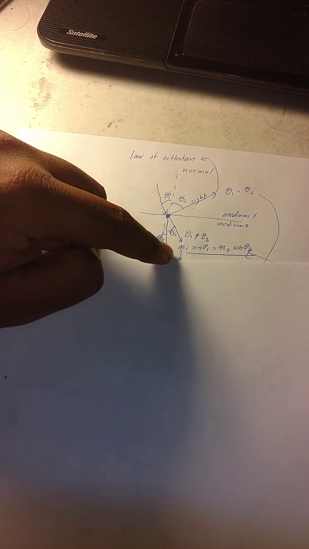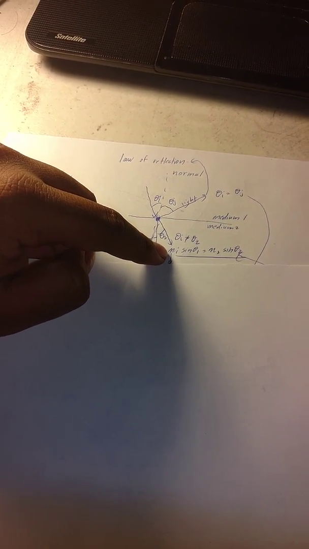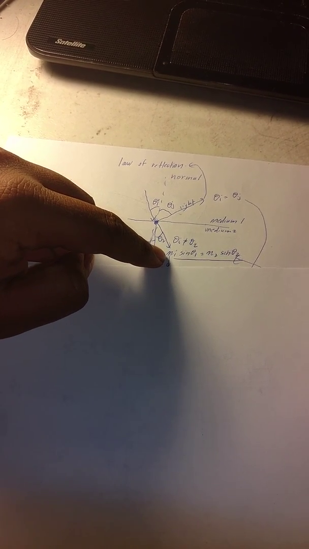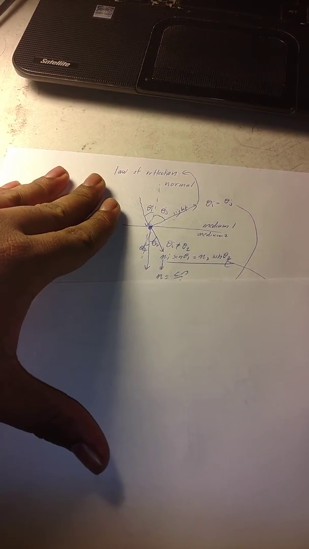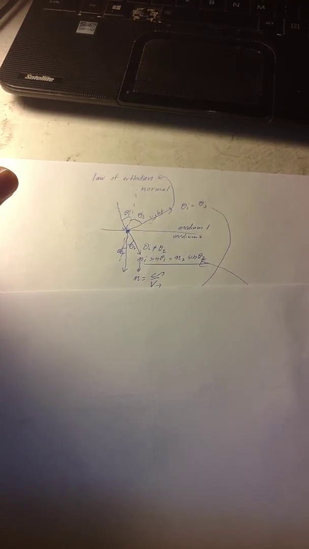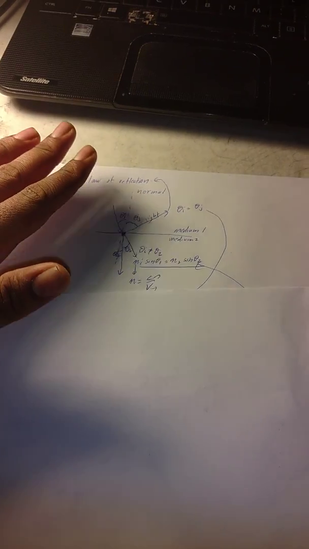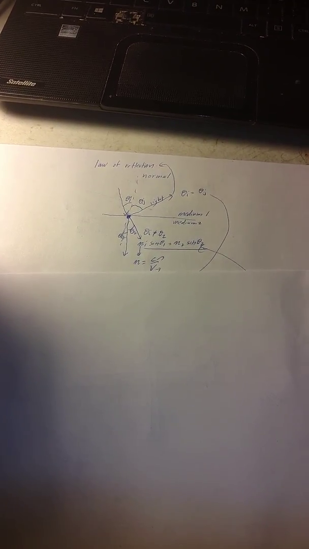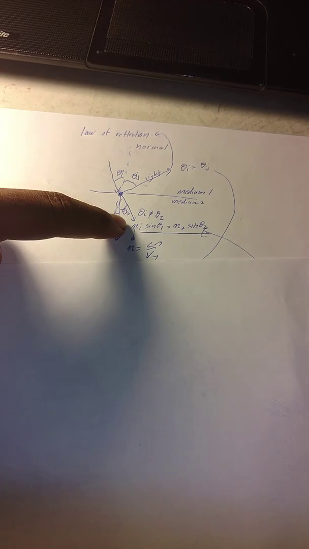But the index of refraction of medium 1 times sine theta I is equal to the index of refraction of medium 2 times sine theta 2, where the index of refraction is just the speed of light in a vacuum divided by the speed of light in a medium. But that's another topic which I will discuss later, maybe in the next few videos, in the derivation of Snell's law, which is just this thing right here.